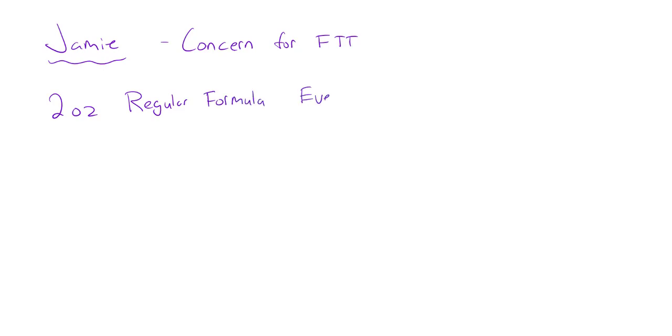Okay, so back to Jamie. Jamie is our 3-month-old female who we are concerned has failure to thrive. Her mom reported to us that she receives 2 ounces of regular formula every 3 hours. We abbreviate every 3 hours Q3H, and this follows for Q2, Q3, Q4, Q6, etc. So Q3H, or Q3 hours.